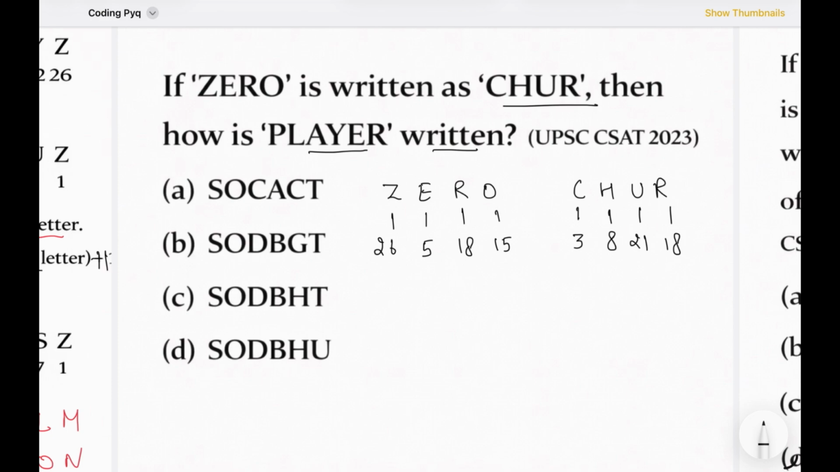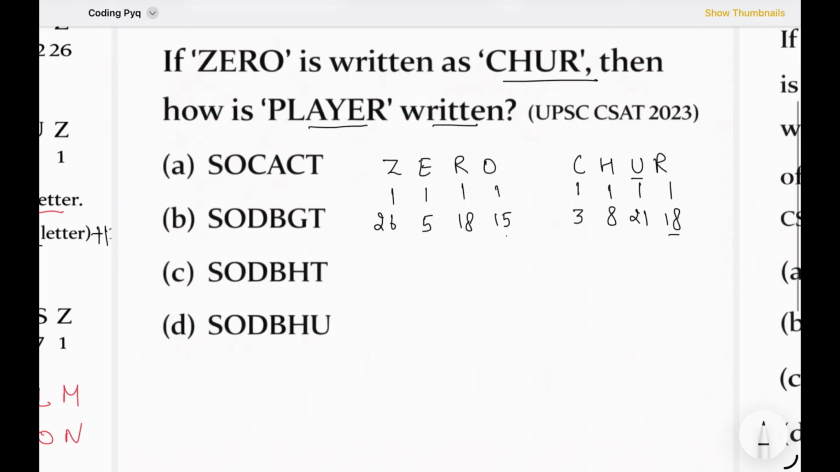So we can see that the pattern is very simple, as there is an addition of 3. Every letter of the first word is coded by adding 3 to that letter. 26 plus 3, the next letter will be 3, C. 5 plus 3 is 8, and on 8 we have H. 18 plus 3 is 21, and on 21 we have U. 15 plus 3 is 18, and on 18 we have R. So the pattern is very simple, we just add 3 to every letter position.